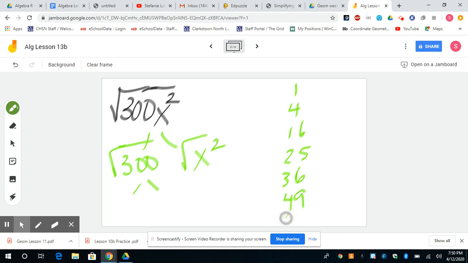49, 64, 81, 100. Okay. So think about what goes into 300. Which one of these can go into 300? But make sure it's the biggest perfect square.